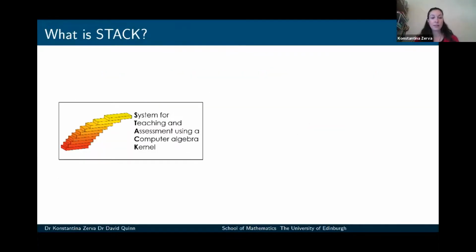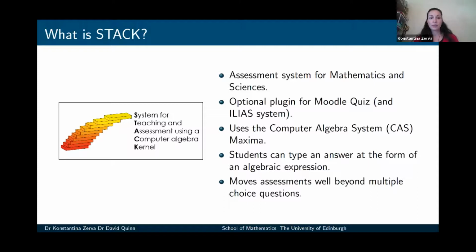So very briefly and without going into technical details, I'll introduce STACK. STACK is an open source software for mathematics and sciences. It's an optional plugin for the Moodle quiz and also for the ILIAS system. It uses the computer algebra system Maxima. Students can type an answer in the form of an algebraic expression. And with STACK, we can move assessments well beyond multiple choice questions.